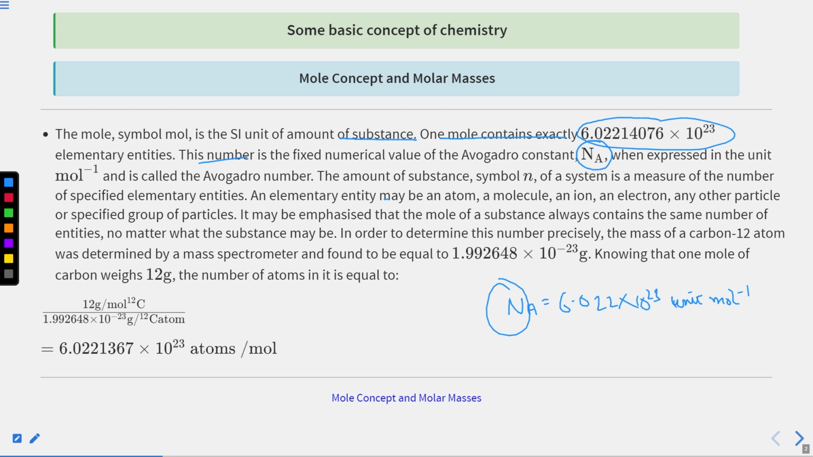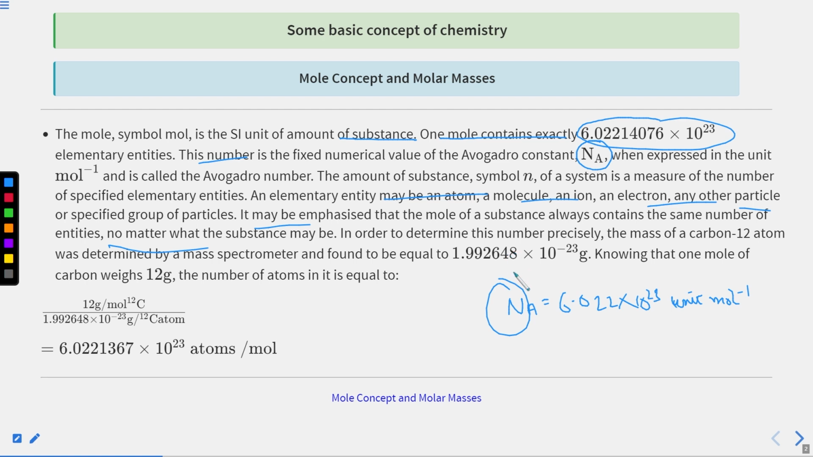Now the elementary entity may be an atom, molecule, ion, or any other particle. It may be emphasized that a mole of substance will always contain the same number of entities no matter which we are talking about. Again, this statement is made here, and I think this is the most important statement throughout the mole concept. For any entity it will always be this much amount.